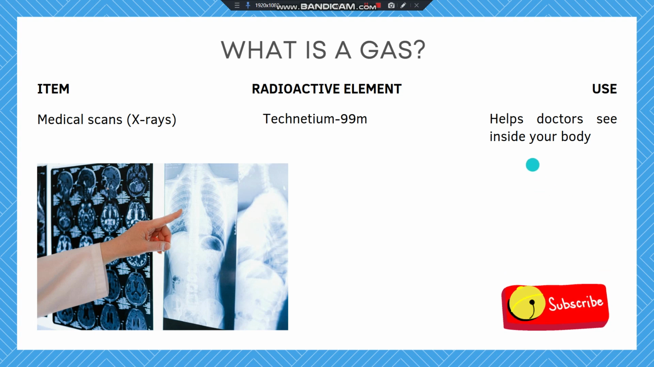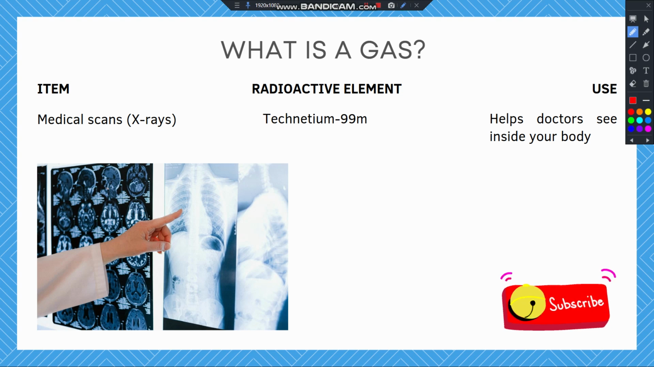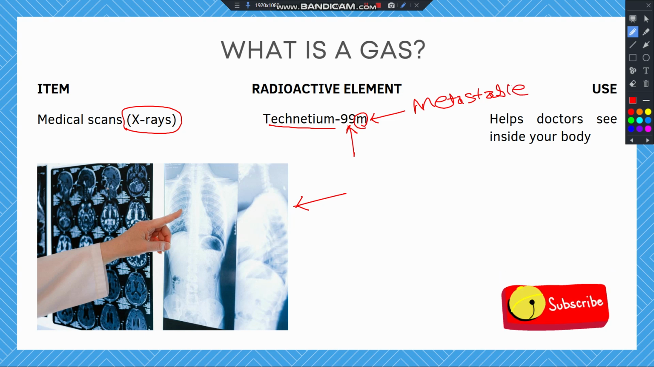the next item that contains radioactive elements is the medical scans that we use. These actually use X-rays. You can see on the screen right now a picture of a medical X-ray scan being used, and it is made possible through the element called technetium. It is a radioactive element with the mass number 99. This m over here stands for the word metastable. We're going to come into more details as we proceed, but the use is that it helps doctors to see inside your body.